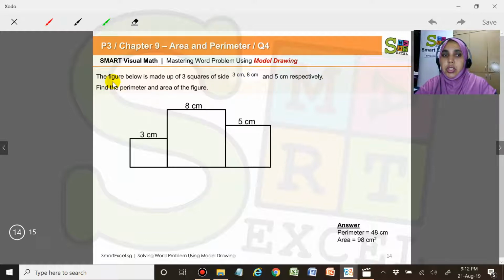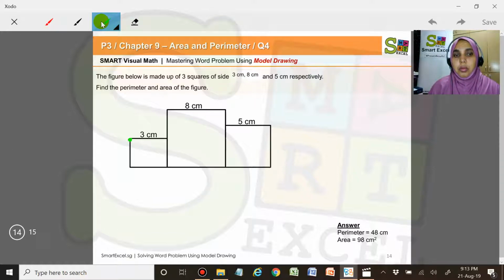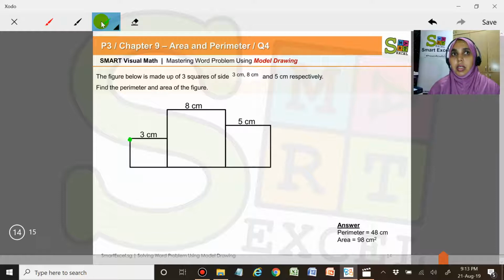Like they mentioned, the figure is made of 3 squares, and of sides 3 cm, 8 cm, 5 cm respectively, which means the first number belongs to the first square, the second number belongs to the second square, the third number belongs to the third square. So let us begin and find the perimeter. Always start with one point, and we always get the students to start from that one point before they just add.